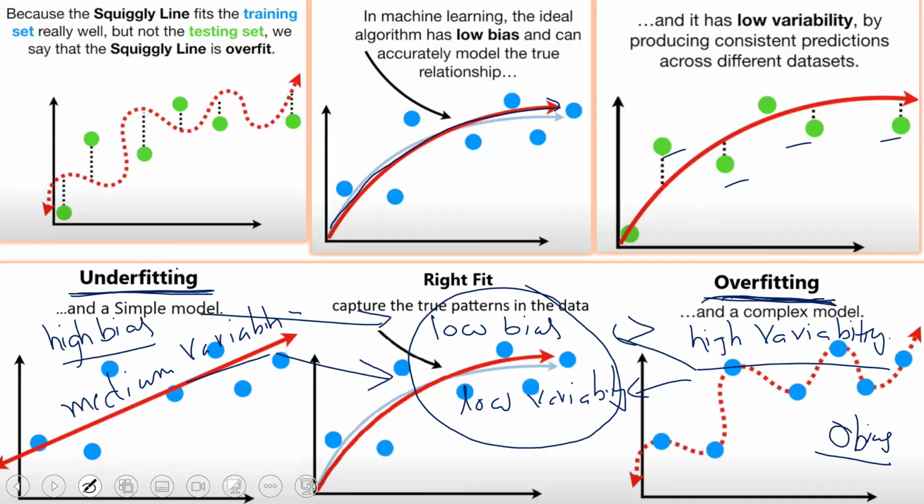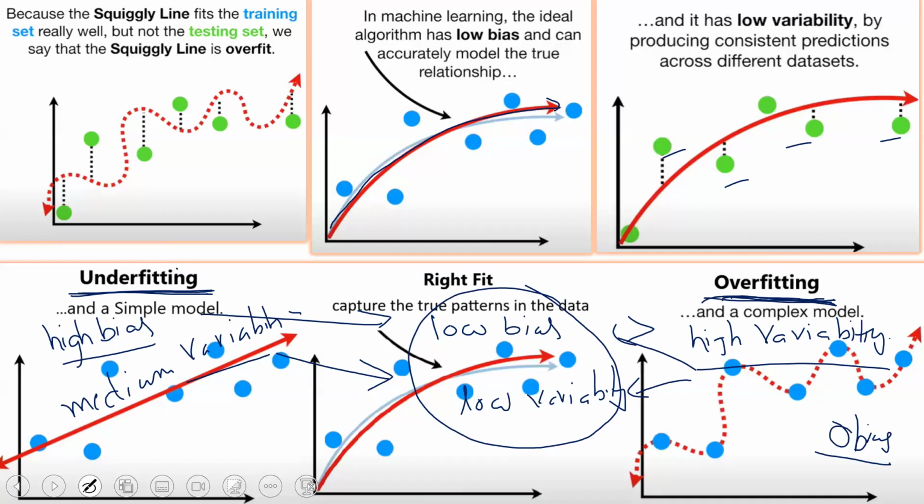But variability means how much the output changed from the testing data to the training data set, right? So that is what variability means. That variability is higher for the squiggle line, whereas it is lower for the straight line. The straight line is when you don't capture the right relationship between the input and output, that is called underfitting, and we call it a simple model.